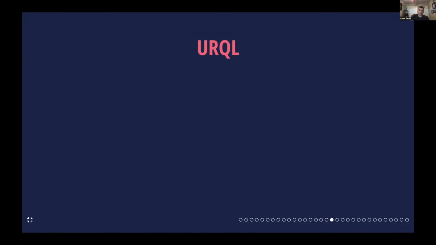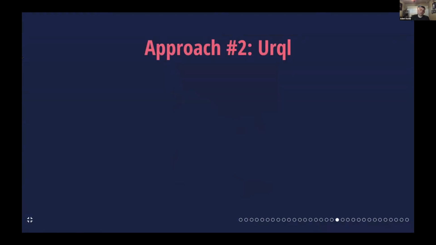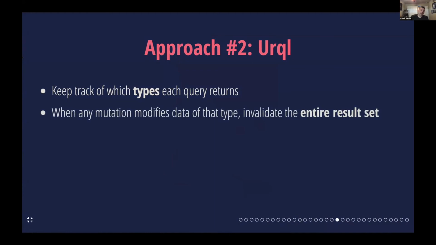There is a GraphQL client called Urql. It was made by this magnificent human being named Ken Wheeler, personal friend of mine. That's him in New York. Urql takes a different approach to caching. It's not normalized caching. What Urql does is for each query that you run, it keeps track of which types of data the query contains. And when a mutation modifies data of that type, no matter what, the entire result set is invalidated. The entire cache of that type is cleared.